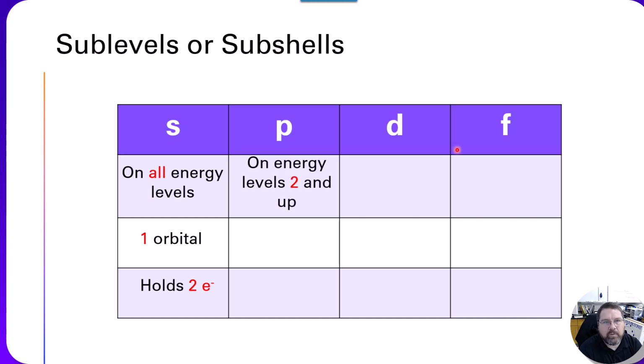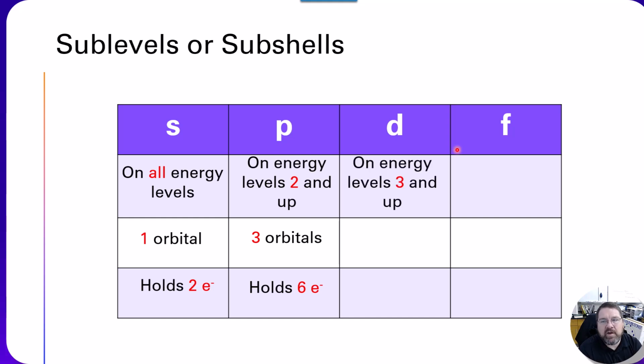P sublevels are first going to be found starting with the second main energy level and then every energy level thereafter. There are 3 orbitals within a P sublevel, and we'll take a closer look at those here in just a minute. P sublevels, no matter if it's 2p, 3p, 4p, 5p, doesn't matter, can hold a maximum of 6 electrons.